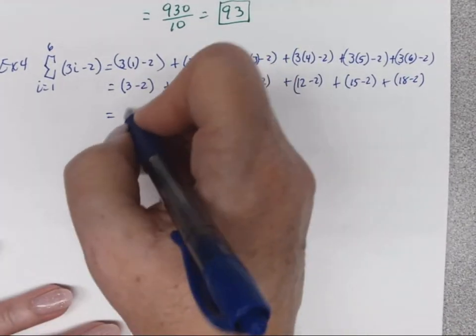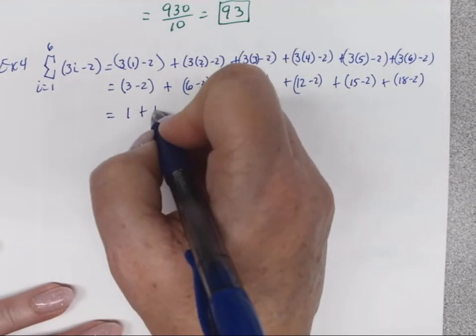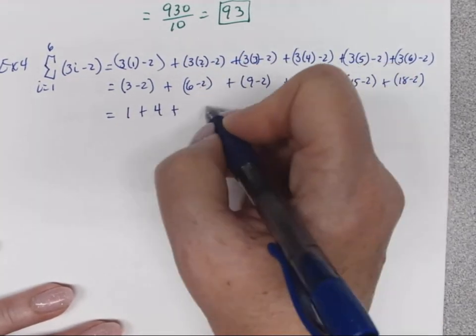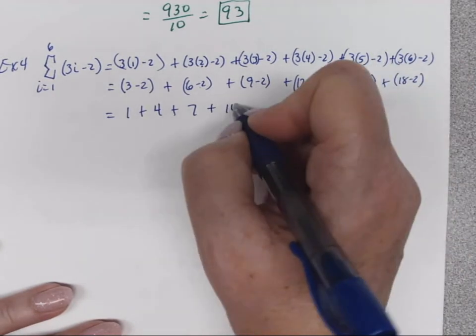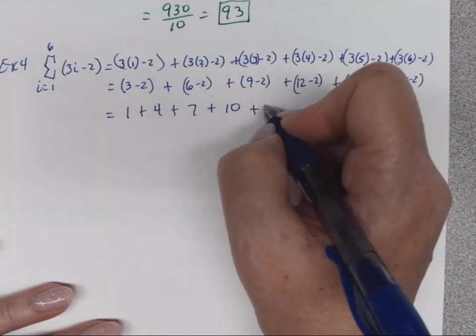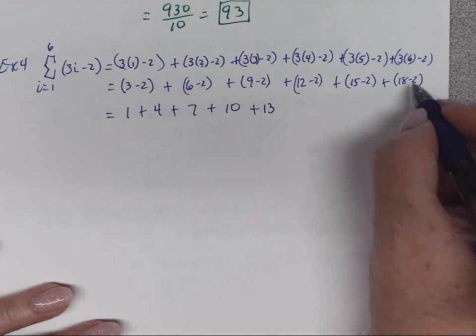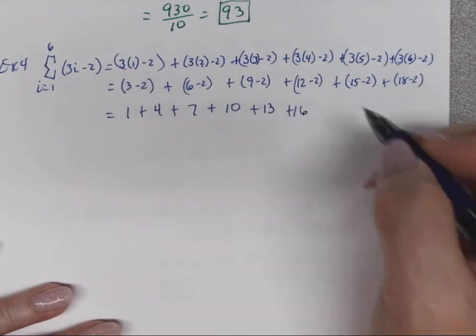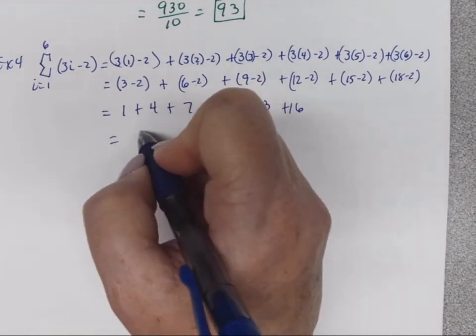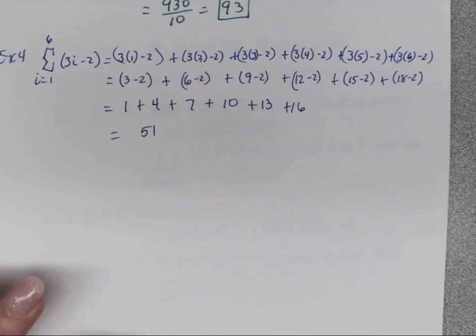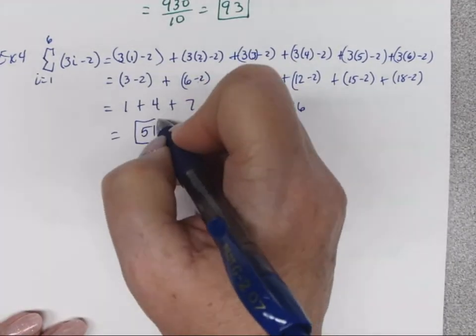3 minus 2 will get us 1. 6 minus 2 is 4. 9 minus 2 is 7. 12 minus 2 is 10. 15 minus 2 is 13. And 18 minus 2 will be 16. And now we add those together, and we end up with 51. And that would be our final answer.